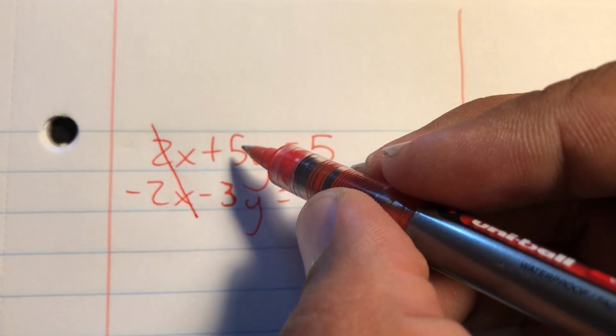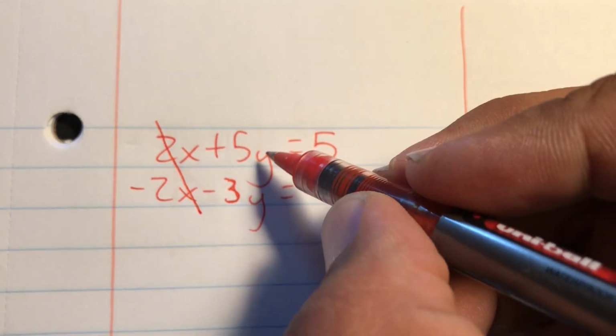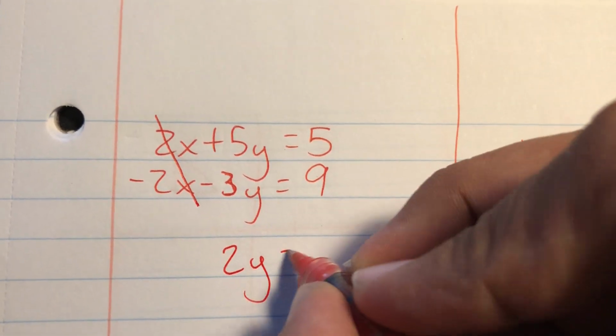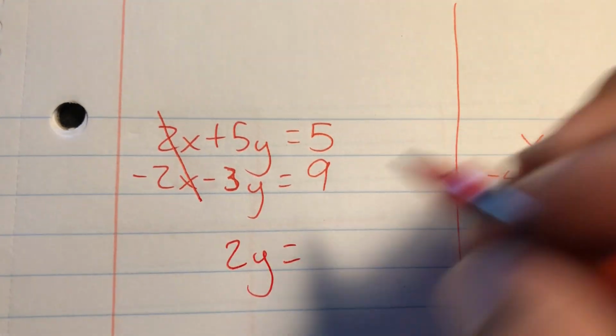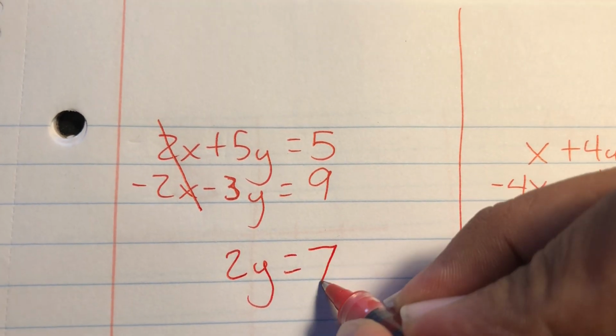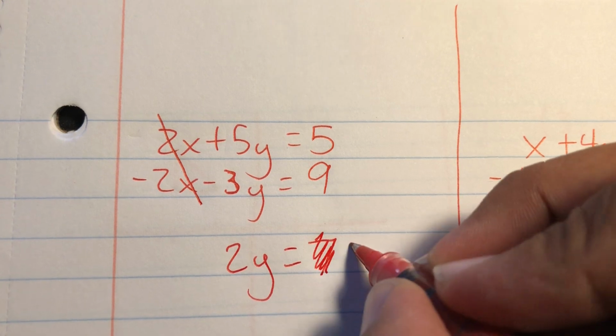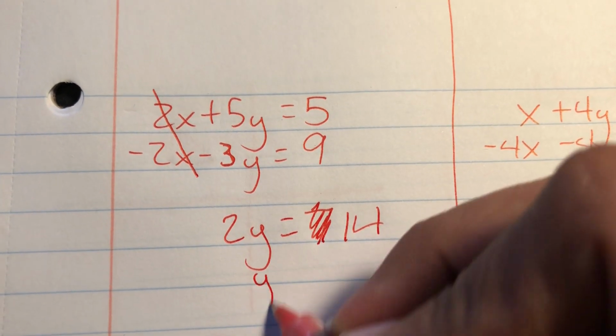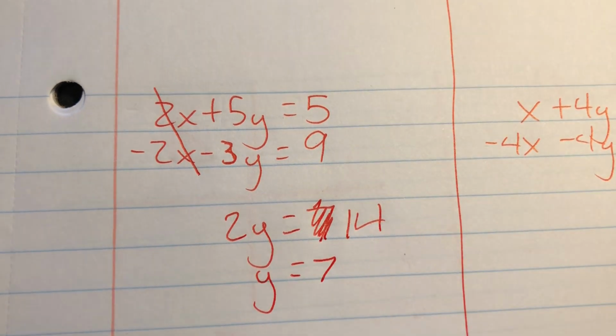And now you're left with 5y minus 3y, which gives you 2y. And then 5 plus 9 is going to give you 14. Sorry, the answer is going to be 14. Then you divide by 2 on both sides, and y is going to equal 7.